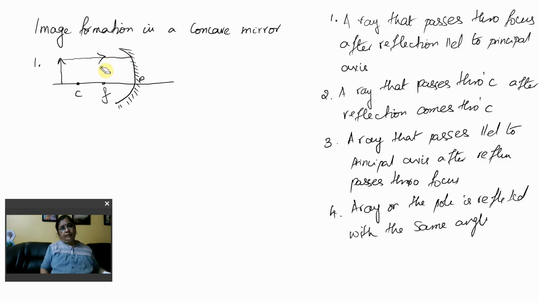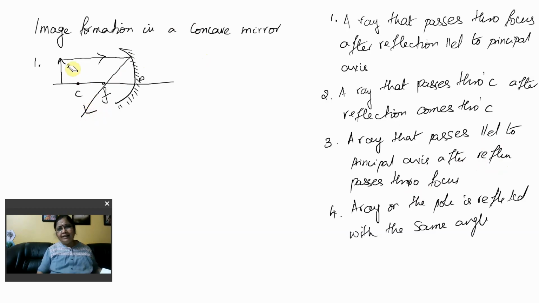Okay. This is my incident ray. How is my incident ray? My incident ray is parallel to the principal axis. Now let us see what rule this is. A ray that is parallel to the principal axis, after reflection, passes through the focus. So after reflection, how should it pass? It should pass through this. Right.